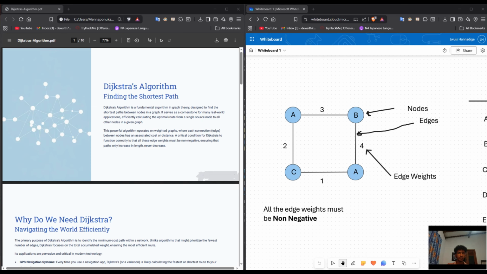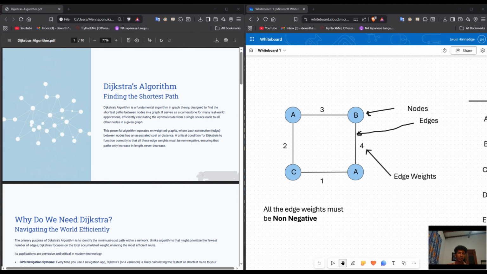Welcome everyone. Today we are going to explore one of the most important algorithms in computer science, Dijkstra's algorithm, created by Dutch computer scientist Dijkstra in 1956. This algorithm solves a fundamental problem: finding the shortest path between nodes in a graph.